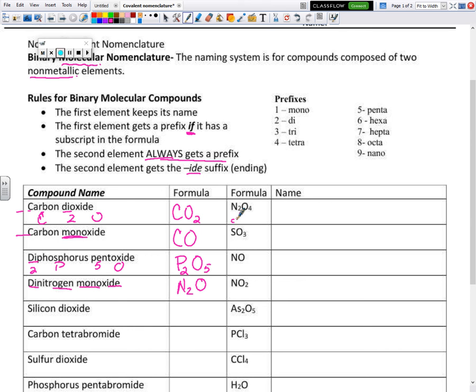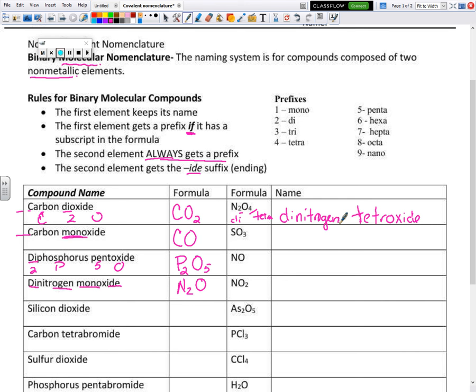So if we're naming it, we just do the opposite. We look at here and we go 2 is di. What is N? Nitrogen. So dinitrogen. The prefix for 4 is tetra. Oxygen becomes oxide. Now, typically we don't write the A and the O next to each other, so we would drop the A and just do tetroxide. If you left the A in there, I wouldn't rake you over the coals. I would just be like, get rid of one of those vowels.